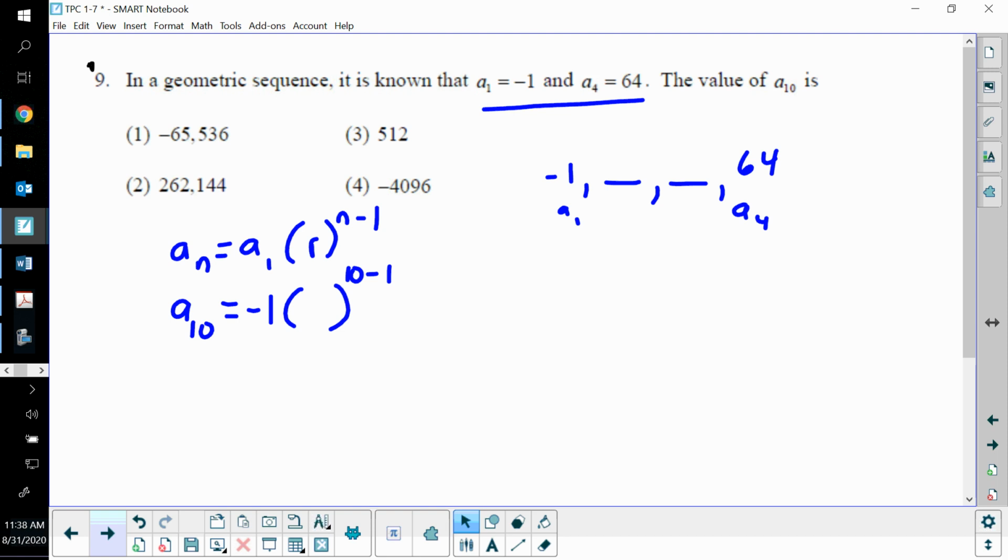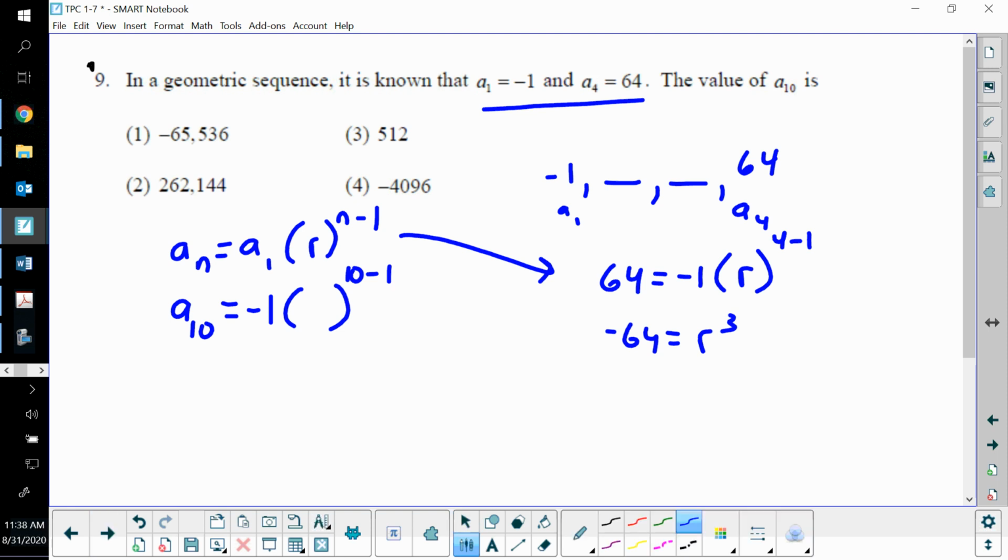So we can do a little geometric sequence formula off to the side. Our value of the last term is 64. A1 is negative 1. We don't know R, but it's raised to the 4 minus 1 for the n minus 1. Divide the negative 1 over, and we get negative 64 equals R to the third.